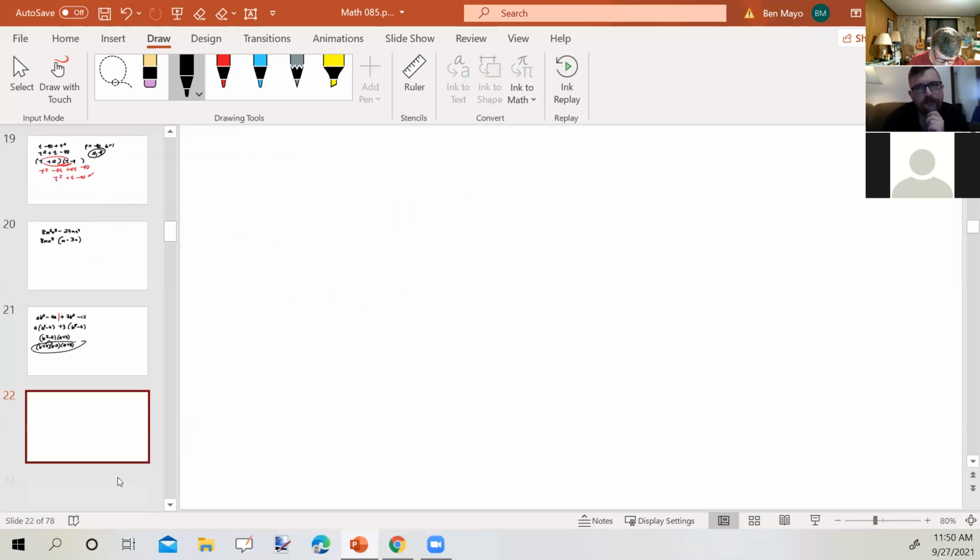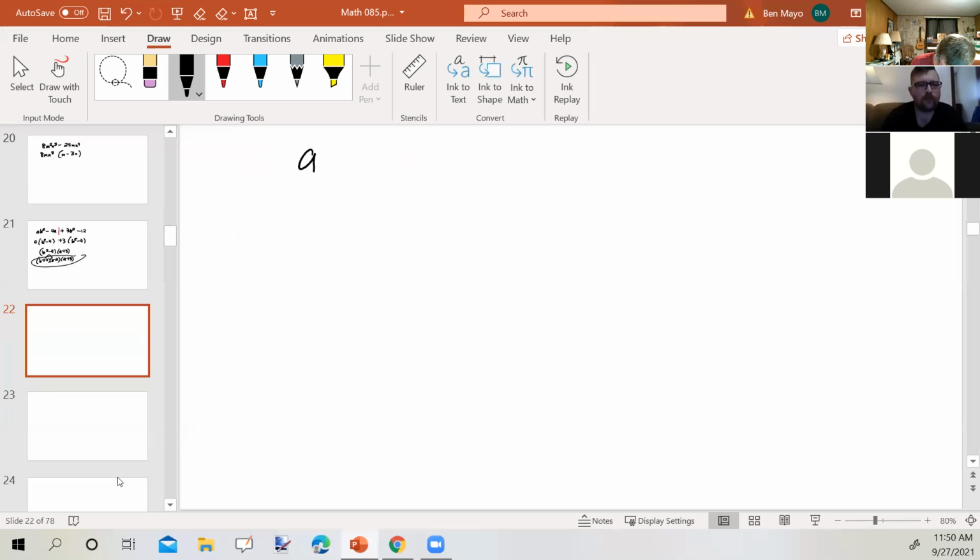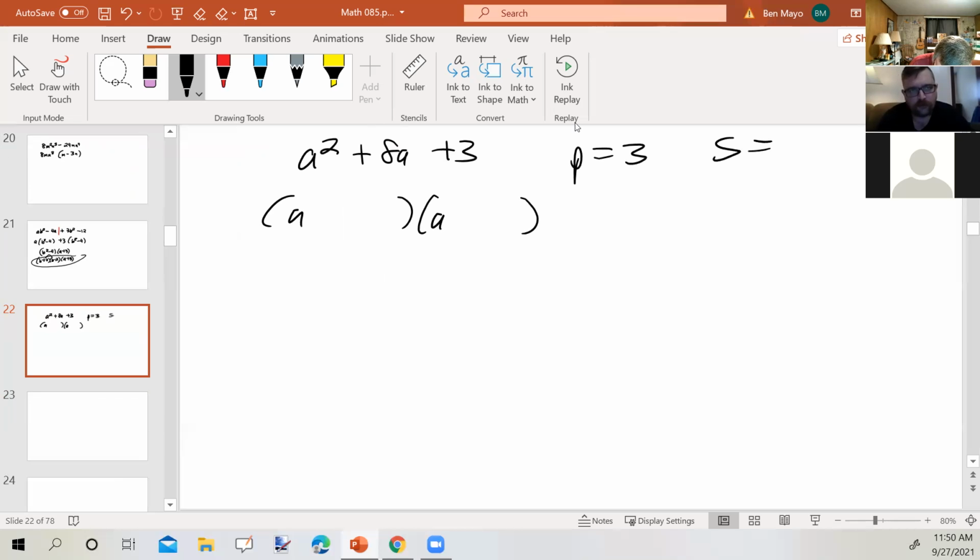How about this one? A squared plus 8a plus 3. This is a trinomial. It's in standard form. There's no greatest common factor. It's not a perfect square. The first term is, but the last term isn't. But it does have a leading coefficient of a 1. So a, product is 3, sum is 8.